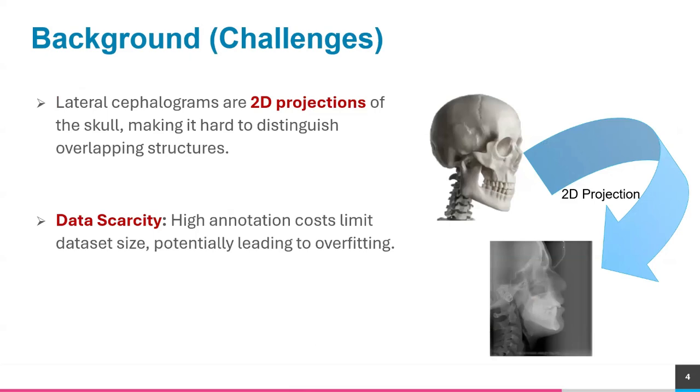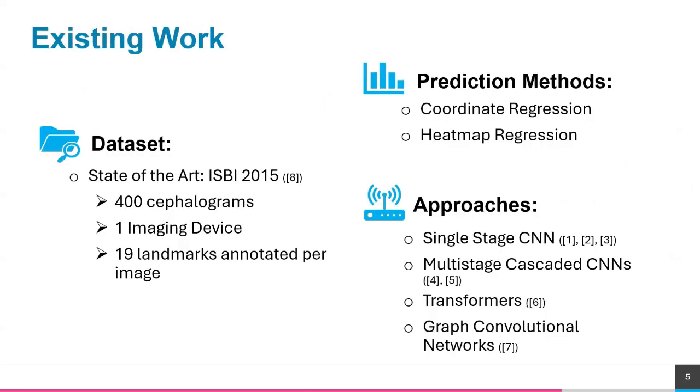Firstly, when a 3D skull is projected to a 2D cephalogram, it gets hard to distinguish overlapping structures. Secondly, the publicly available datasets for cephalometric landmark detection are very small, making it challenging to develop generalized models. The state-of-the-art dataset is the ISBI 2015 dataset, which contains only 400 cephalograms with 19 landmarks annotated per image, captured from a single imaging device, reducing the resolution variation of the dataset.